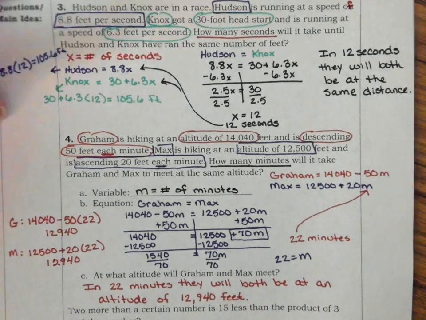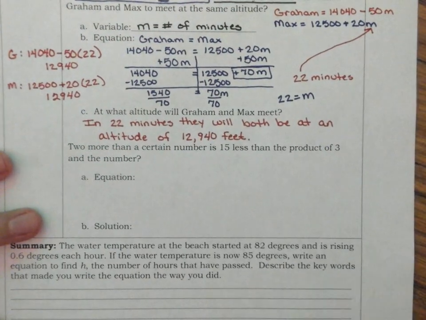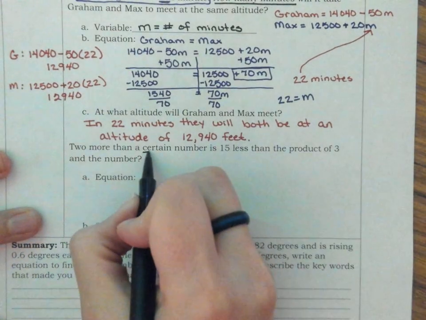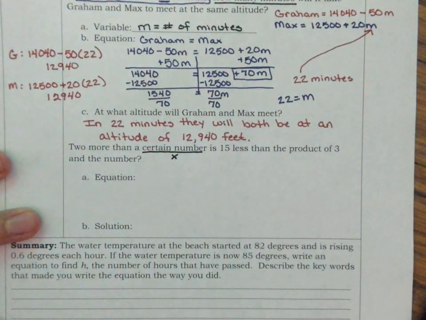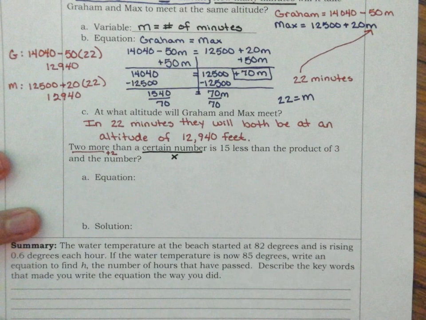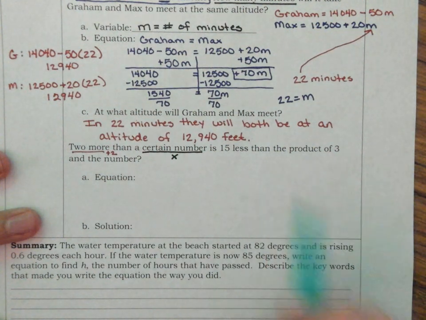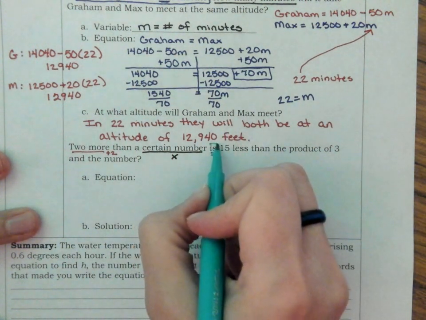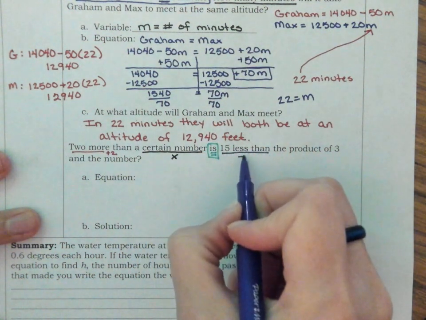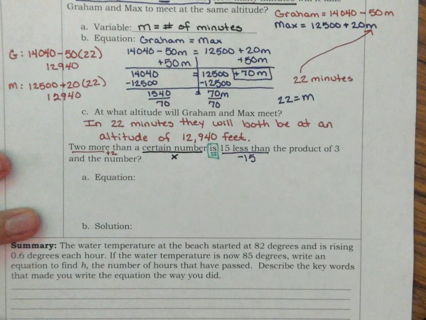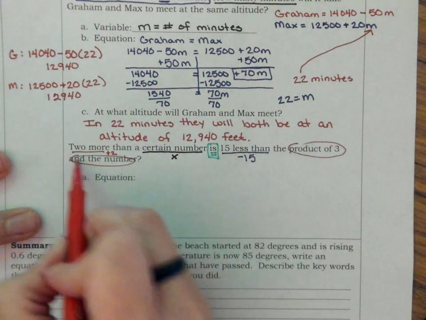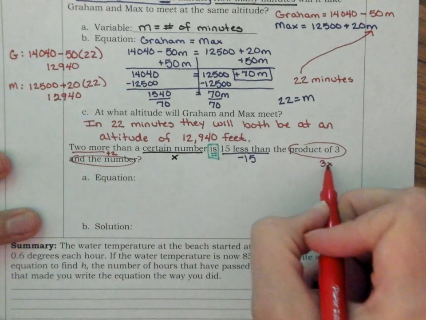Okay, last one. 2 more than a certain number. That certain number, if you don't know what it is, that's your x. Okay, 2 more means I'm going to add 2 to something. Is your equal sign. 15 less means I'm going to take away 15, and then I have the product of 3 and a number. So product of 3 and a number is your x.